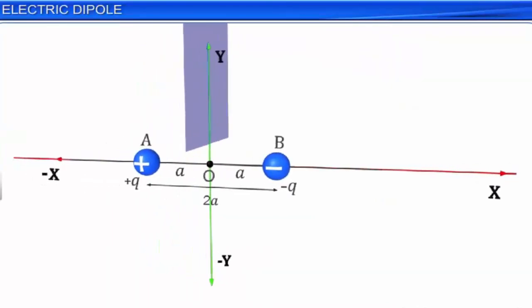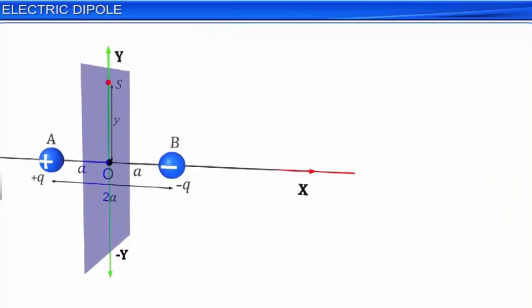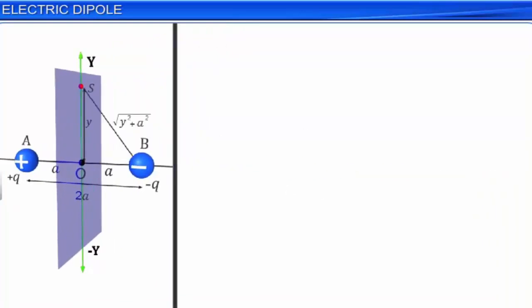Let us now obtain an expression for the electric field strength at a point S on the equatorial plane of the electric dipole. Let point S be at a distance y from the center O of the dipole. The point S is at a distance r, equal to root of y square plus a square, from each charge of the electric dipole. Let this be equation 10.